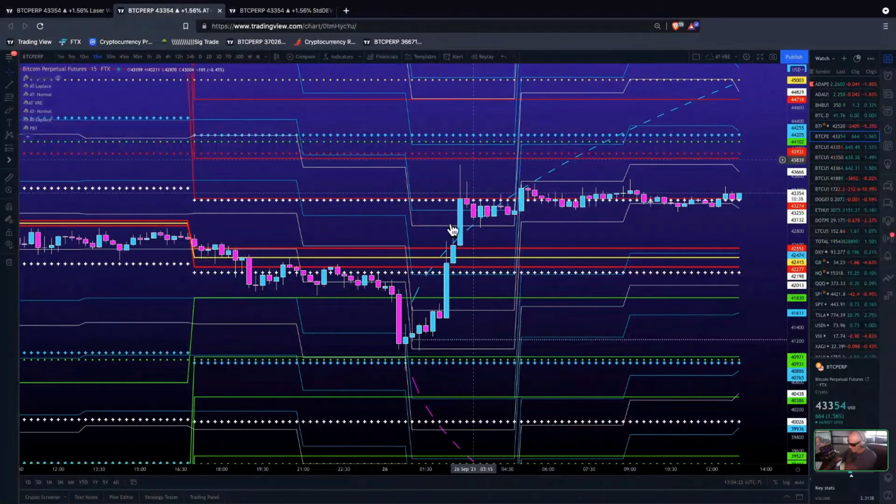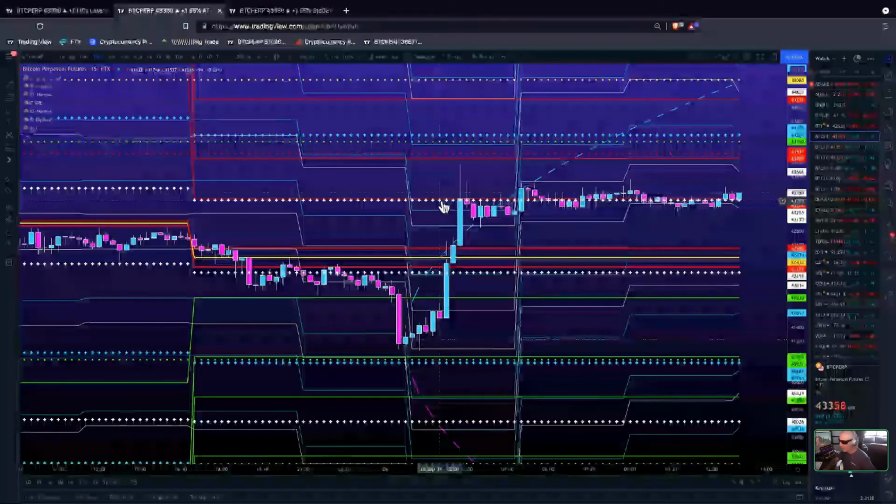Maybe rode this up to, where'd it go? 43.8 before it pulled back. And look where it pulled back to. Look at these candle closes. That's the 68.3% Laplace distribution range on the daily, right? On the daily, using the higher time frame input that we do have on that indicator.